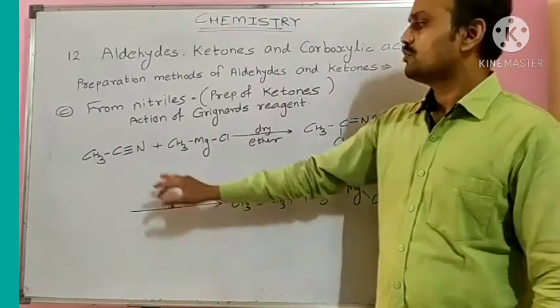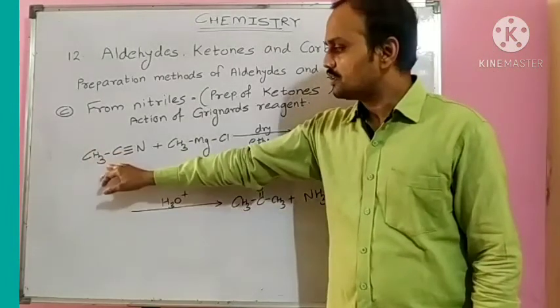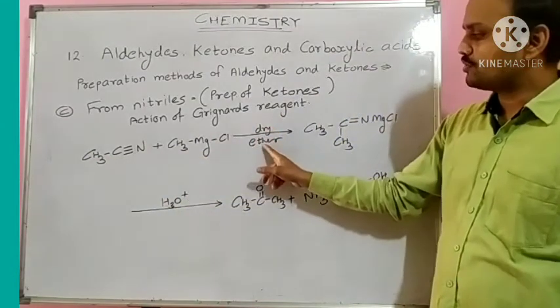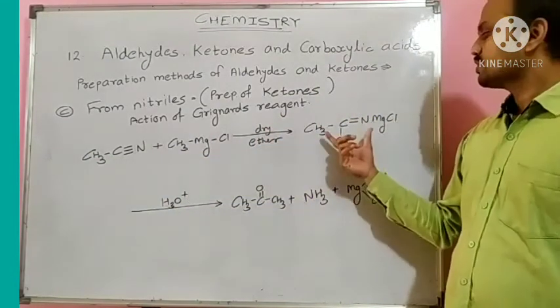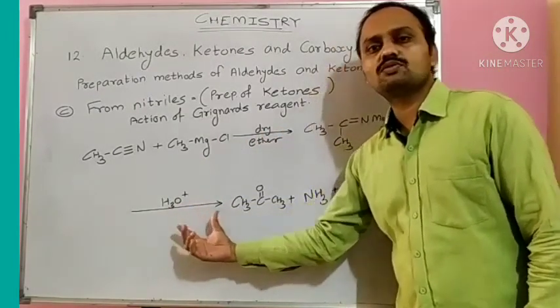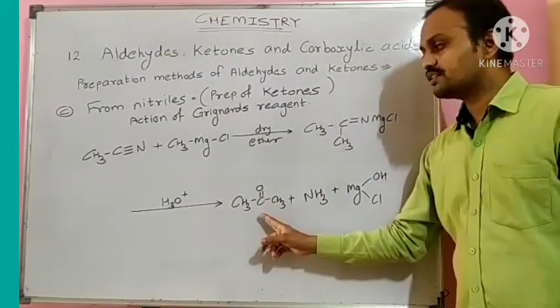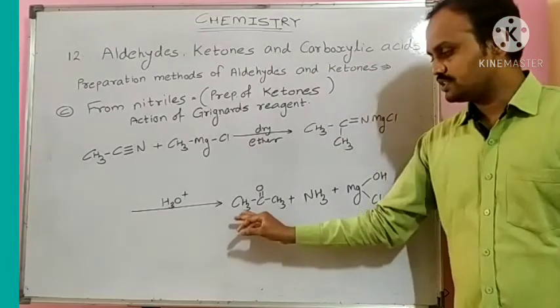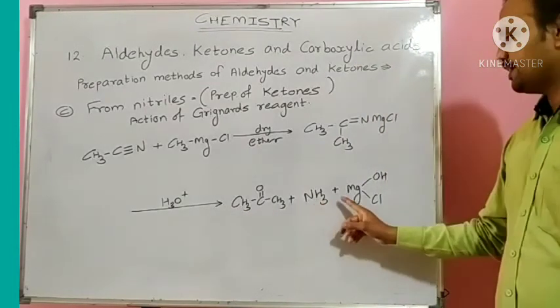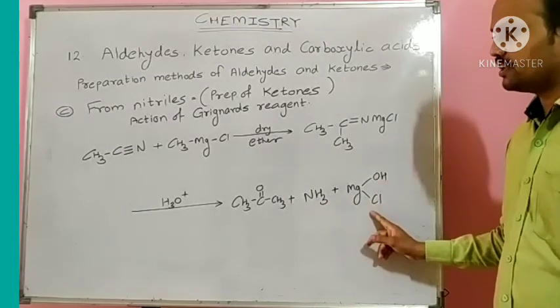So we have alkyl nitrile reacting with Grignard's reagent. In presence of dry ether as a solvent, we get a complex. After acid hydrolysis of this complex, we get acetone in this reaction. Acetone as the product plus ammonia, and MgOHCl is the byproduct.